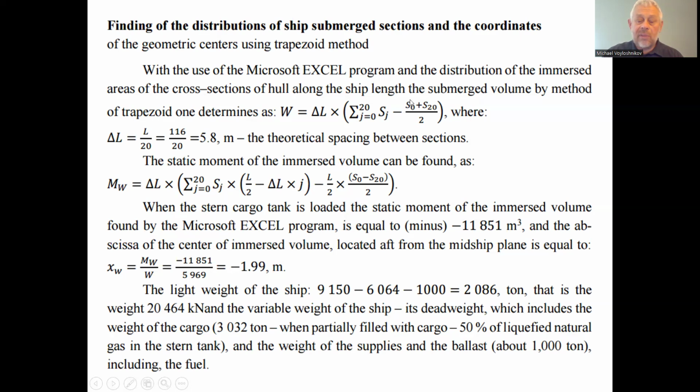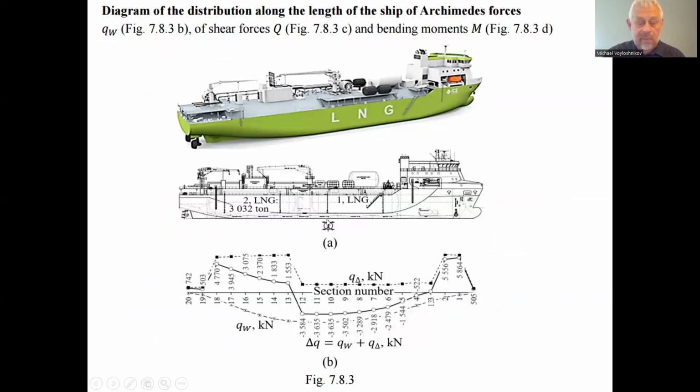This is adjustment by the method of the trapezoid adjustment. The extremal magnitudes of the 0 and the 20th transverse section area. And this is L divided by 2 minus delta L. Delta L is the 1/20th part of the length of the ship by the waterline, multiplied by J, the number of the theoretic frame. This shows the abscissa relative to the middle part of the ship, the middle theoretic frame.